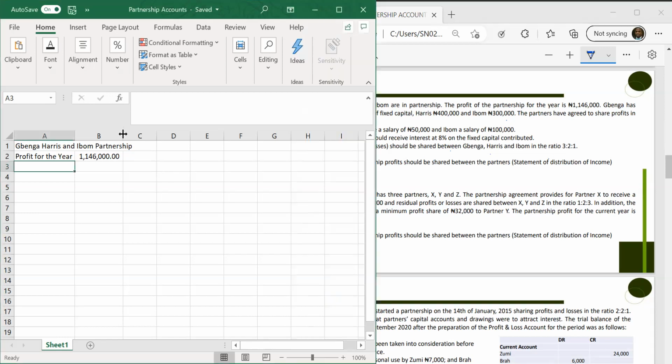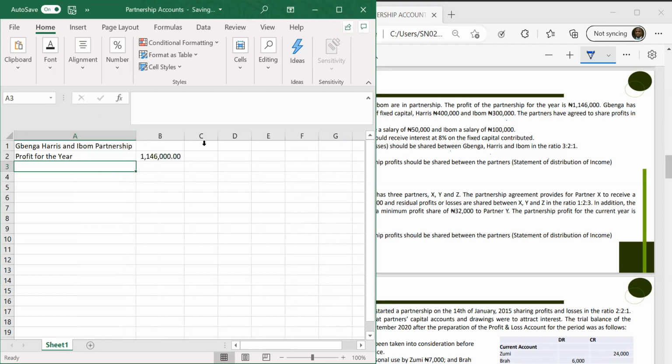Now, once you do it this way, to make your work easier, have the name of the partners up, so that anything you are sharing, you are just putting it into each person's own immediately. Benga is the first person. You have Harris. And who is the last person? Ibom.